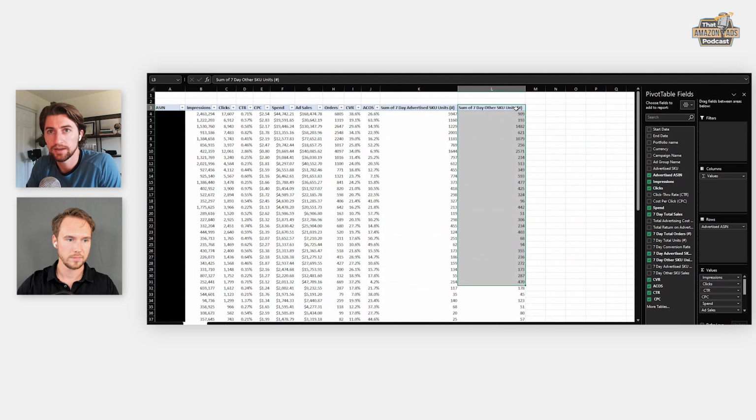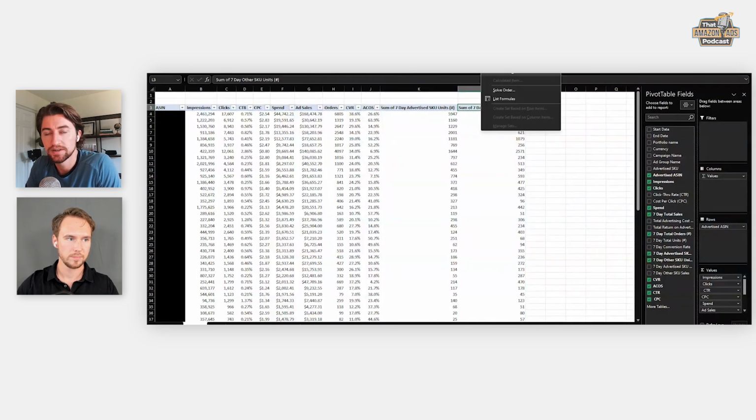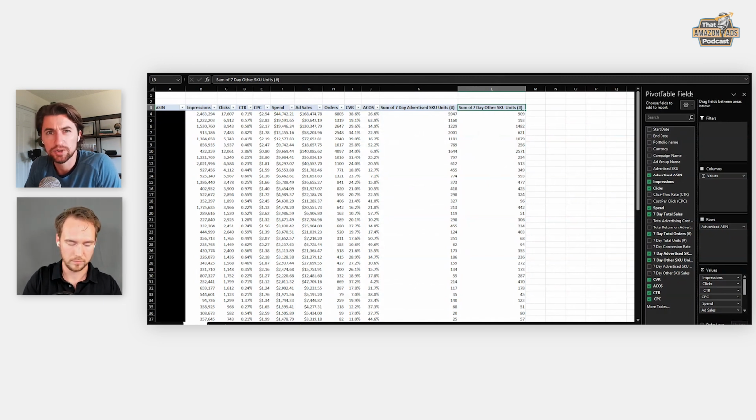Throw a quick calculated field in there for the same SKU sales to other SKU sales. I was going to say either same SKU to total units or same SKU to other units, but we can kind of get a ratio going there.